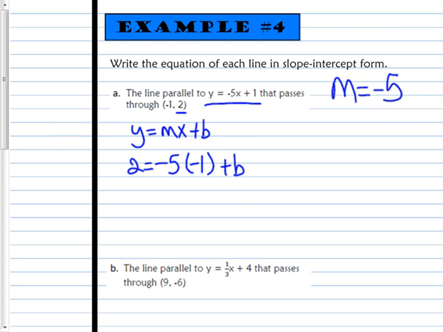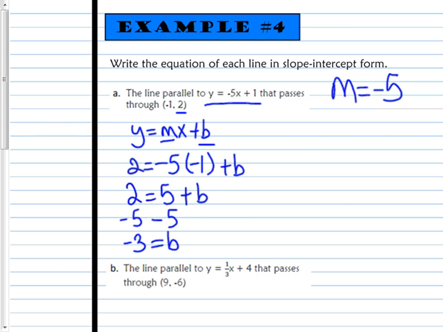Okay, because I have to find the b. I have to find the y-intercept. I have the slope already. I have to find this because the y and the x I leave alone. So 2 equals, what's -5 times -1? +5 plus b. Subtract 5 from both sides. -3 equals b. So now I have my y-intercept.